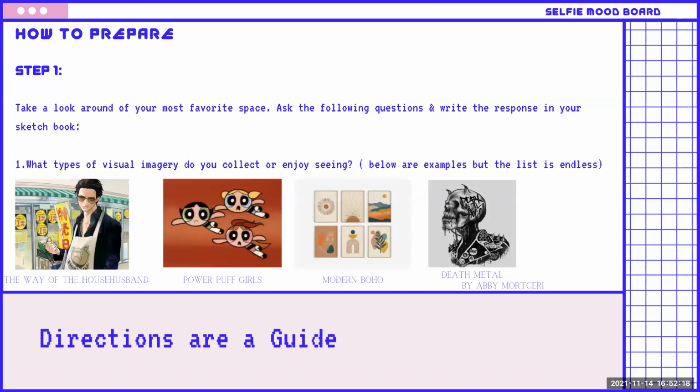So let's talk about how to prepare. Step 1, I want you to take a look around you or in your most favorite space. This could be something in your mind. This can also be an actual or imagined or created space. And I want you to ask the question below, and then write your response in your sketchbook. What types of visual imagery do you collect or enjoy seeing? I have a few examples below, but they're not limited. The list is endless to what you visually enjoy to see.